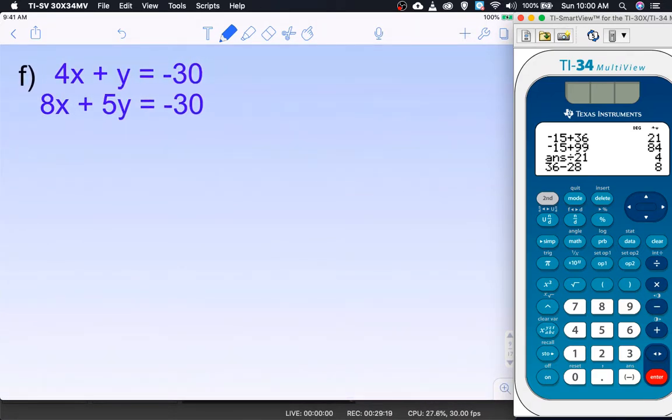If you don't want any hints, pause the video and try this problem right now. If you do want a little hint, listen for another couple seconds.